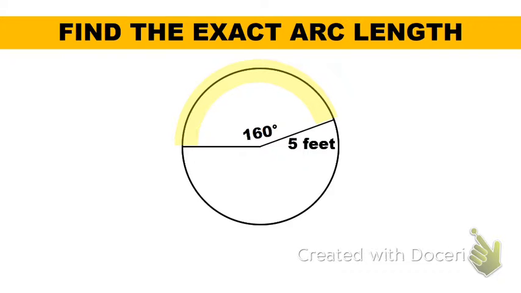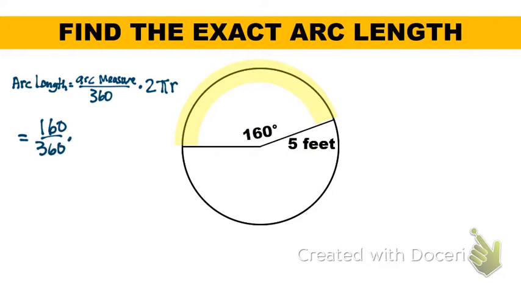This time they want to know the exact arc length. So we're going to use the formula arc length equals arc measure over 360 times 2 times pi times r, since they gave us the radius this time. So we have 160 over 360 times 2 times pi times 5.